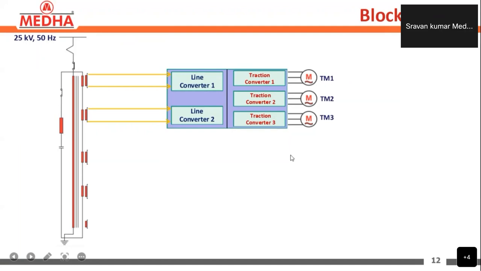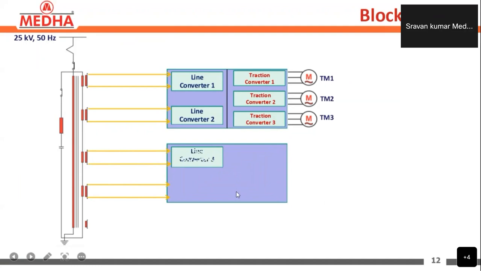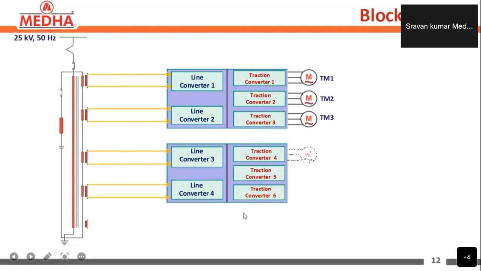In the same way, the line and traction converter 2 also works. Here we have two windings supplying the line and traction converter 2. We are having line converter 3 and line converter 4, which are used for creating the DC here. After that, we are having the traction converters 4, 5, and 6, supplying the bogie 2 motors, that are TM4, TM5, and TM6. So this is the part of the line and traction converter.